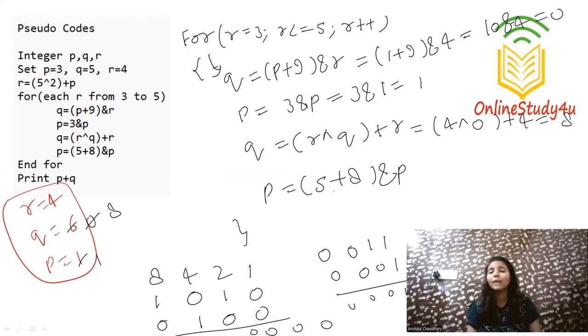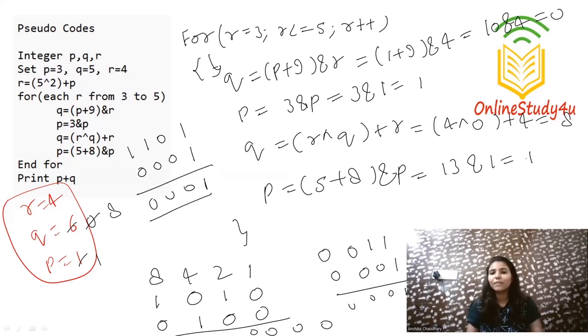Okay. So from here we have to again update the value of P. 8 and 5 will be 13, and P. P is 1. So let's find out 13 and 1. So 13 will be 1, 1, 0, 1. Okay. And 1 will be 0, 0, 0, 1. So it will be only 1. So this time P value is 1. Now again the control will come to the for loop and it will increment the R value. So this time R value is 5. R value is 5, Q value is 8 and P value is 1.